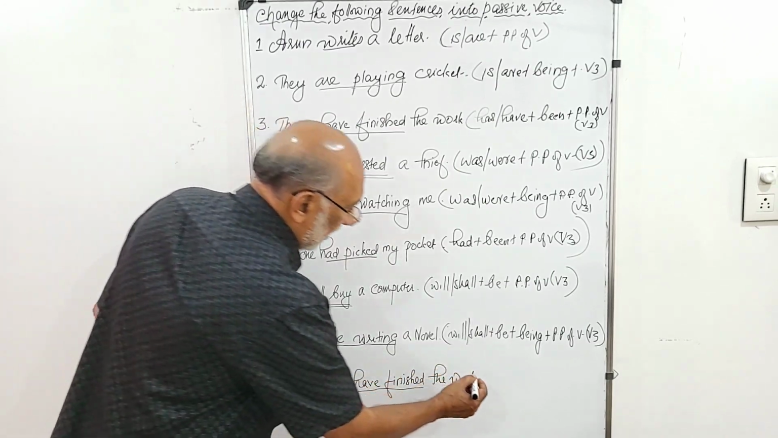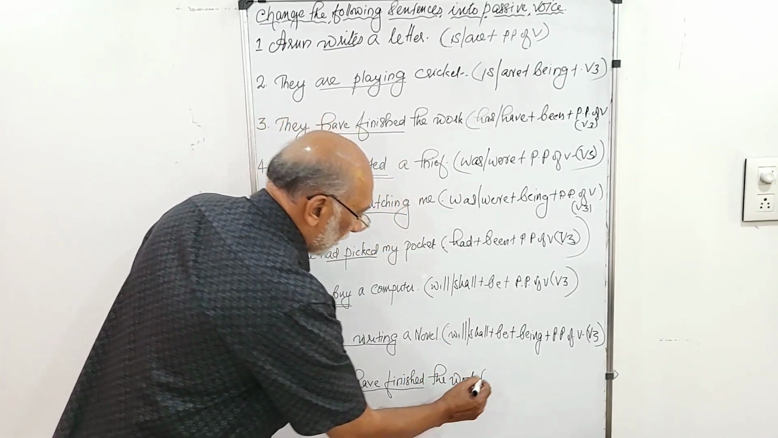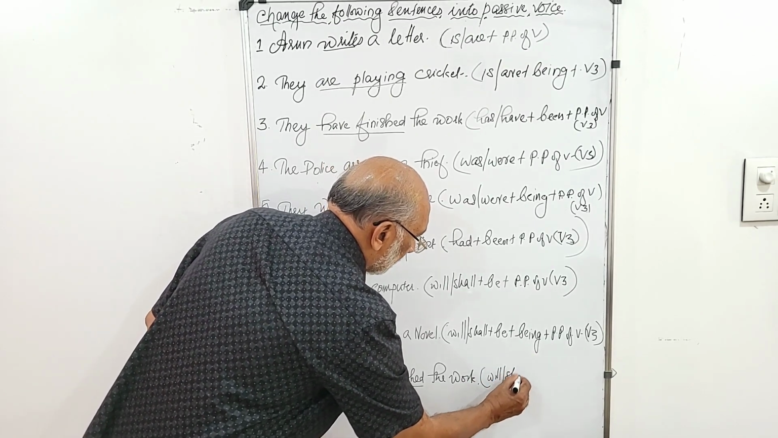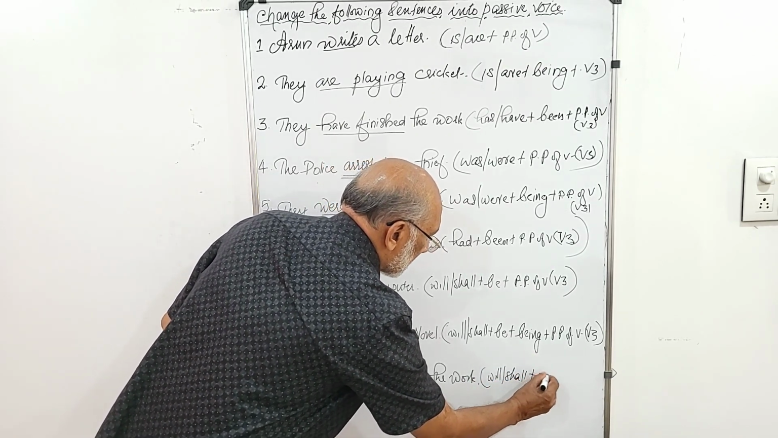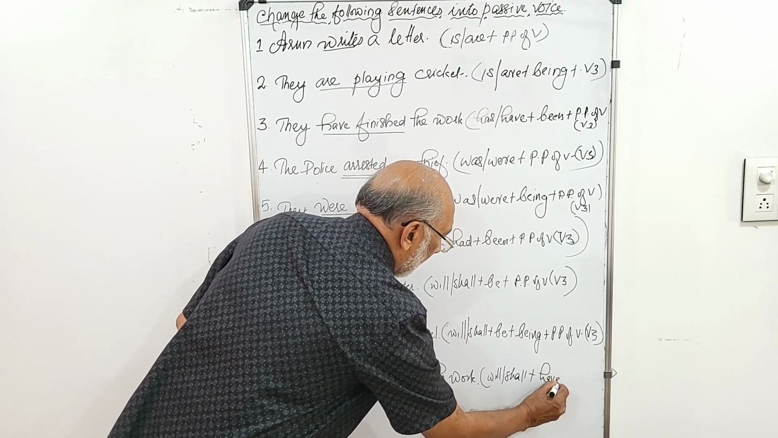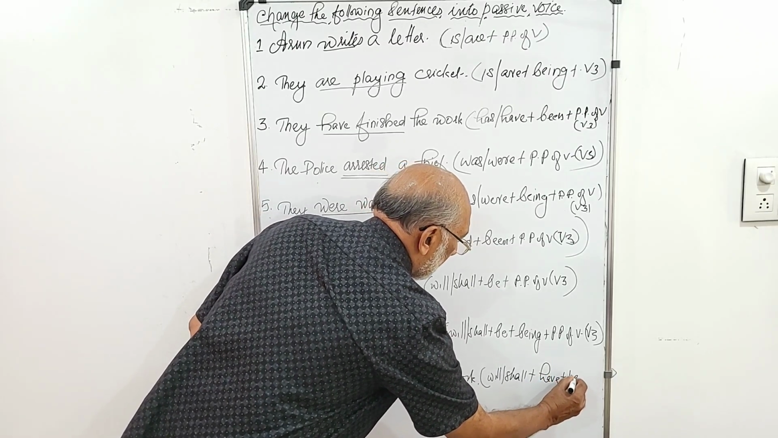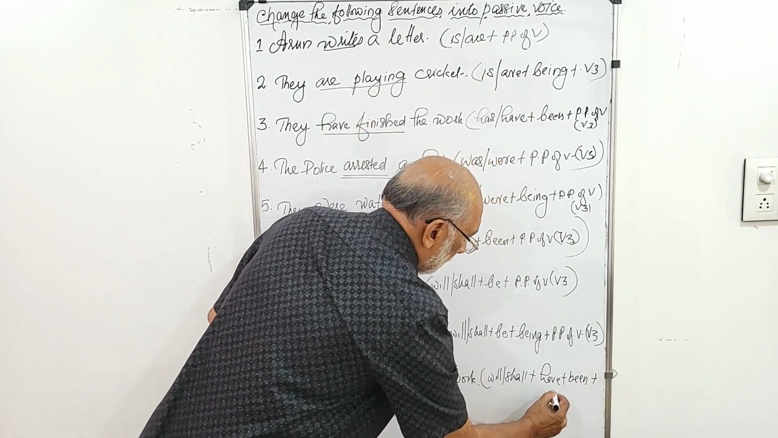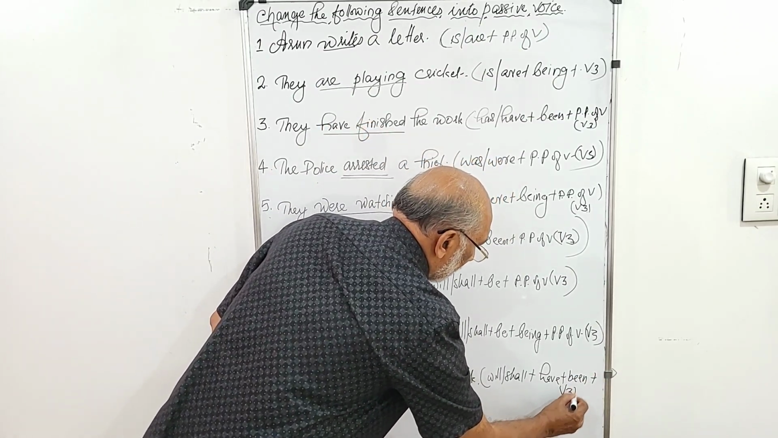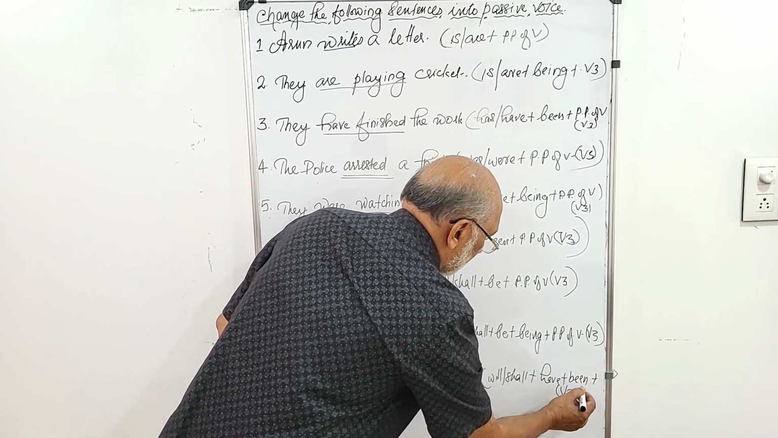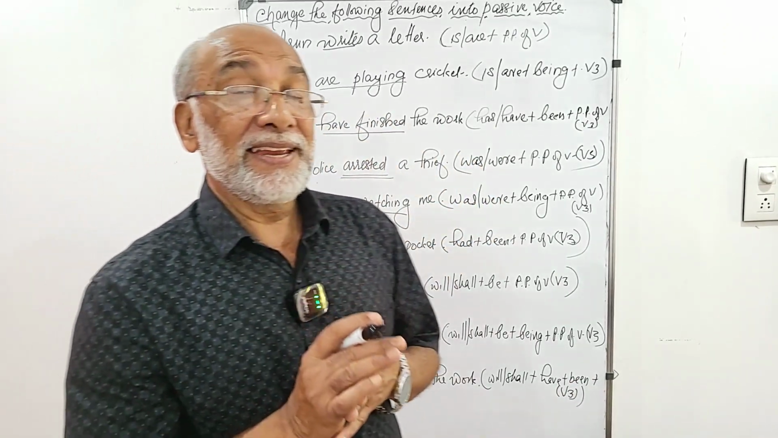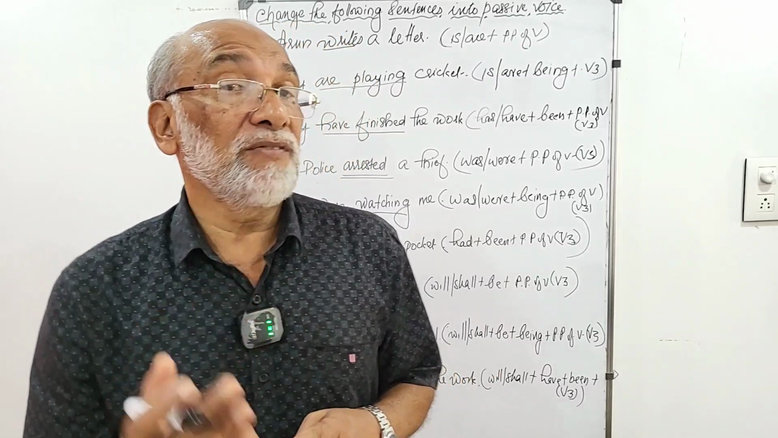So what will be the form of the structure? It's very simple. Will or shall plus have plus been plus V3. For convenience sake, I make it as V3. So these are the 9 sentences that you have to convert into passive.